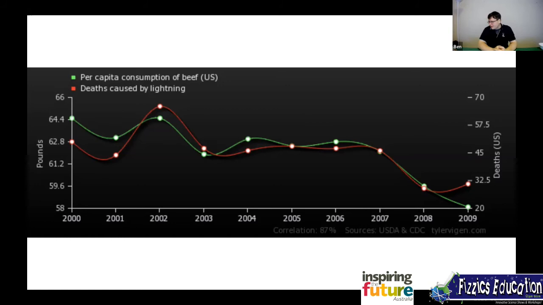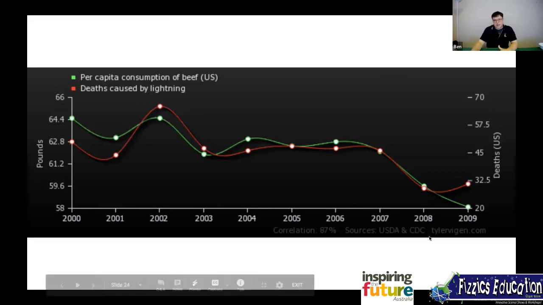So you've got to be really careful because you can find weird things that correlate. So they have people at sporting clubs whose whole job is to look at these correlations and work out which ones make sense and which ones don't. So let's go to the next little slide.